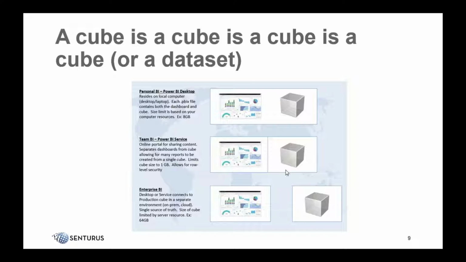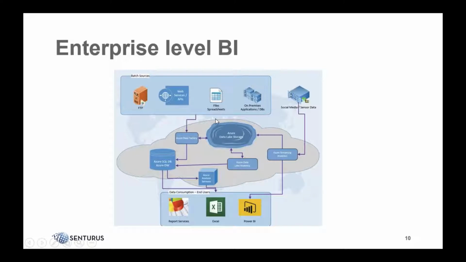Okay, and the enterprise model, so enterprise BI, which has been going on for years, you have an enterprise environment where the cube is totally separate from the front end tools. And take a look at this picture here. This graphic shows what a typical, let's say, cloud environment looks like for enterprise level BI. You're grabbing data from different sources, might even be streaming data that you're pulling in. The data goes down into a data lake storage.